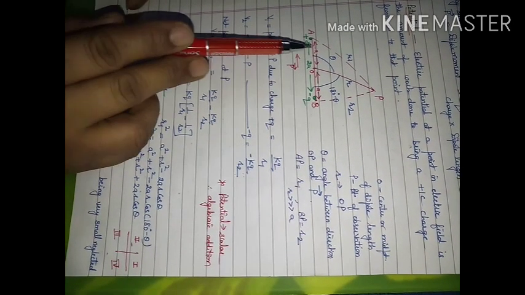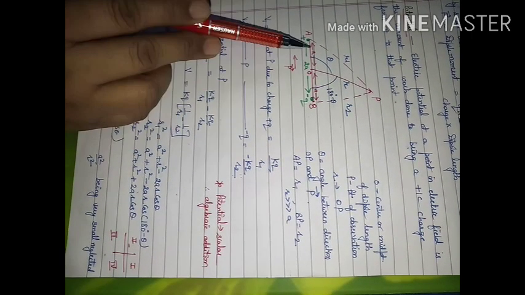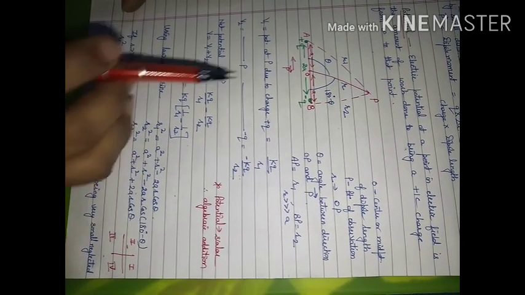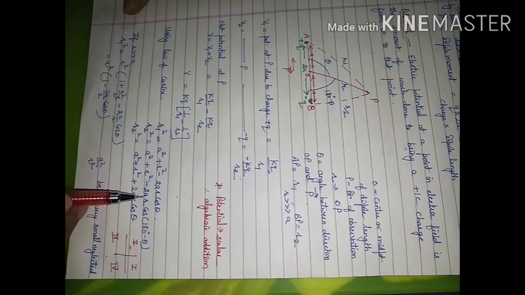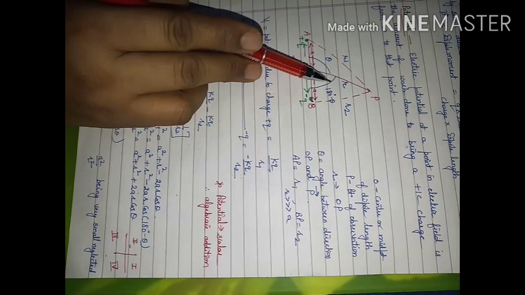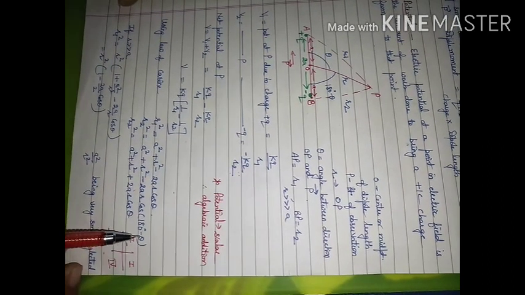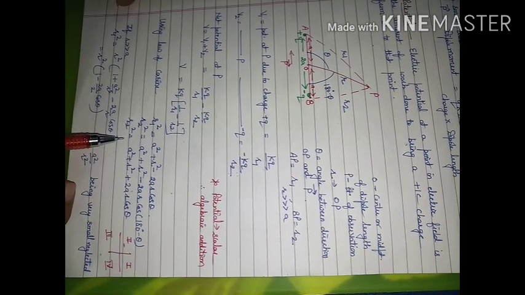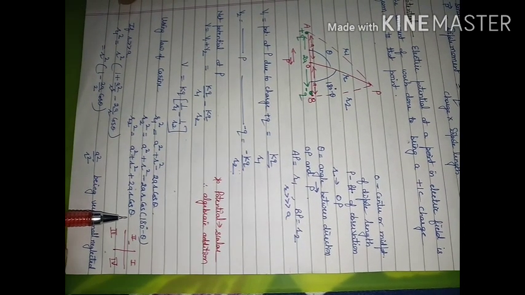So r1 square will be equal to a square plus r square minus 2ar cos theta, and r2 square will be a square plus r square minus 2ar cos of the angle between these two. What is that angle? It is 180 degrees minus theta. And in the second quadrant, cos will come out to be negative. So our result will be r2 square is equal to a square plus r square plus 2ar cos theta.